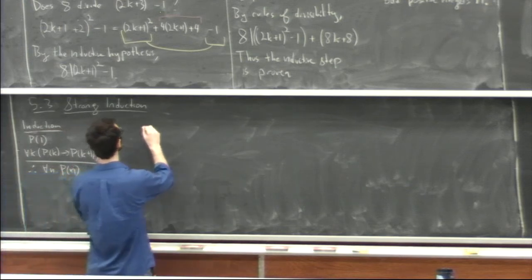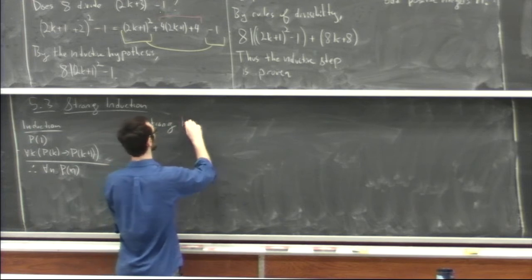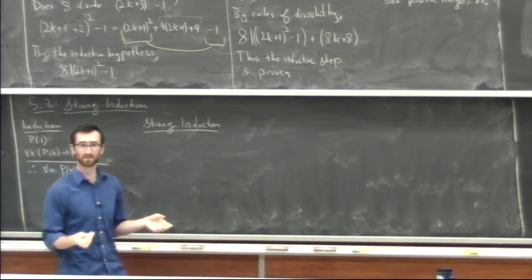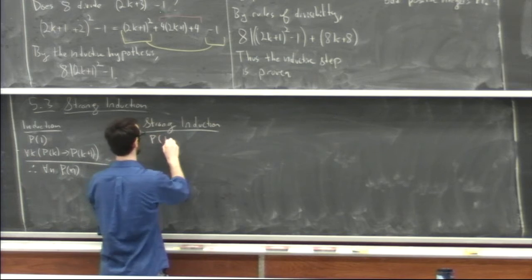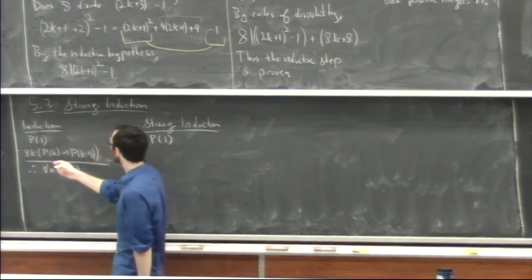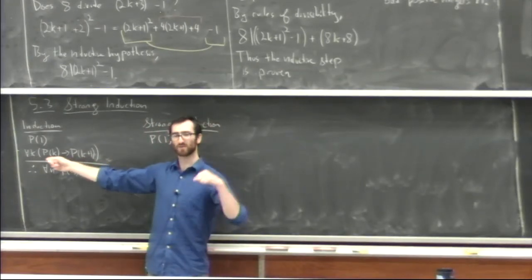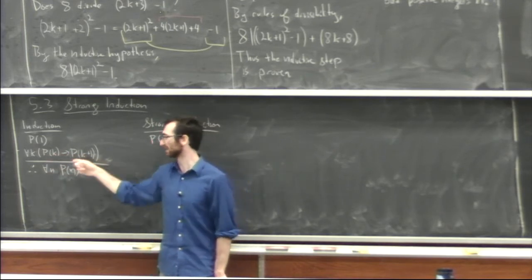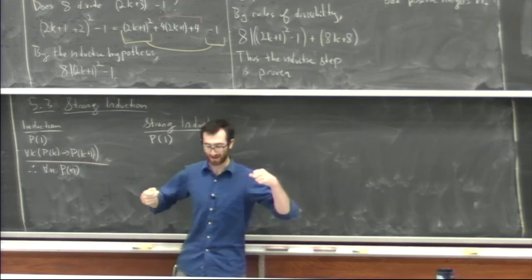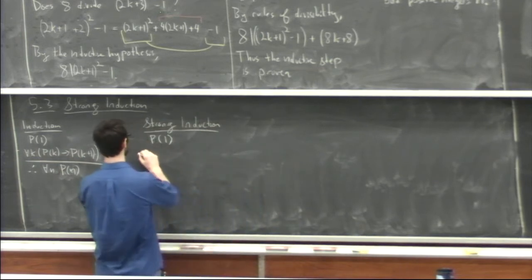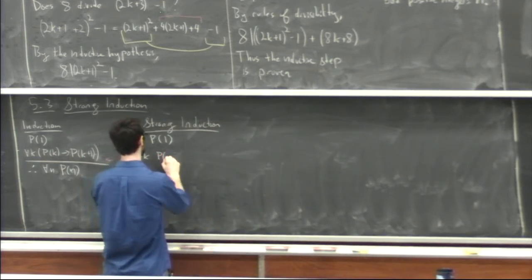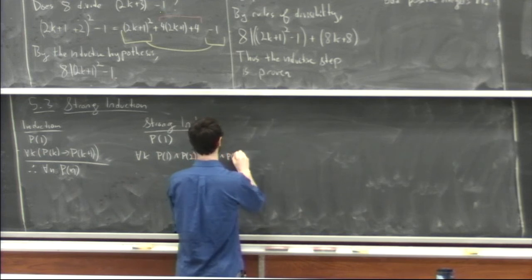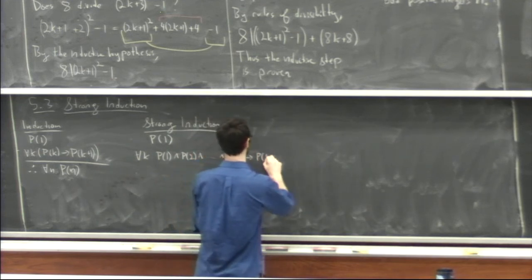Strong induction, on the other hand, looks as follows. You start off once again with the base case. So say P1 is still the base case. But now, instead of just relying on information from the previous term, that is, instead of just relying on k to get to k plus 1, we now assume a whole bunch of statements. Next, we assume for all k, P of 1 and P of 2 and all the way up to P of k implies P of k plus 1.